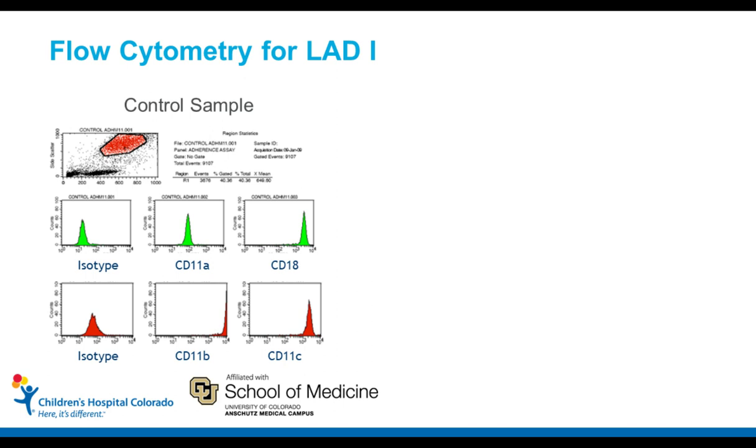It's important to note that CD18, or the beta chain, associates with each of these molecules so that they are expressed on the surface adequately. And we measure all four of them: CD11a, b, c, and CD18.